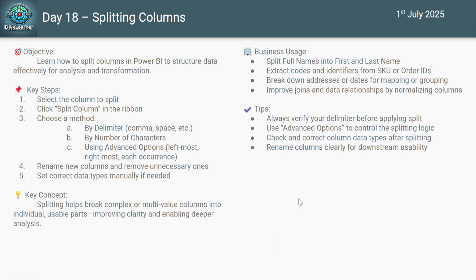Some tips: always verify your delimiter before splitting. You can use the advanced option to control the splitting. I've shown you something there in which you could identify the left one, right one, or if you wanted to split into more than two columns, then you can do it. And once you have done it, you should always check that the data is coming in the right data type. And if required, you can rename the columns as well.